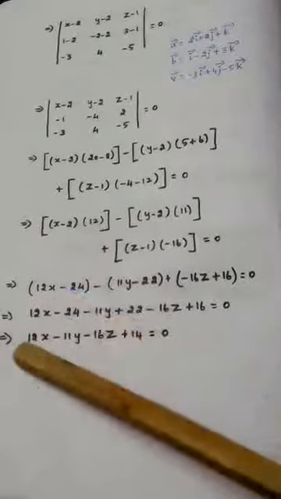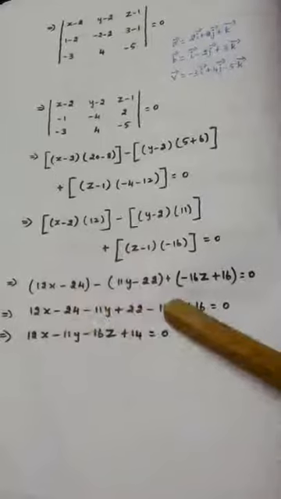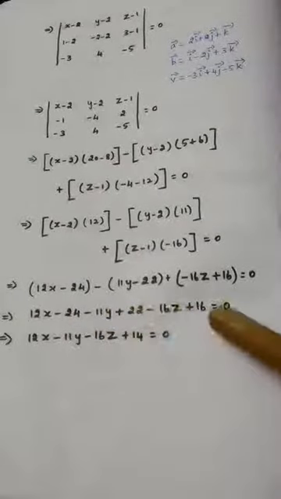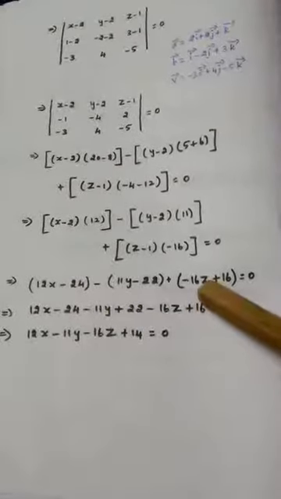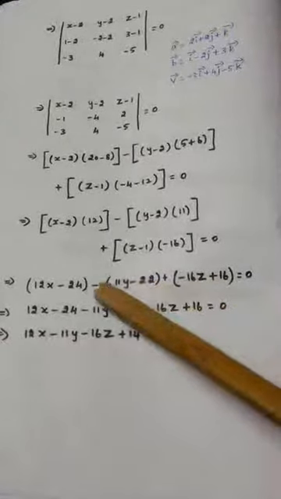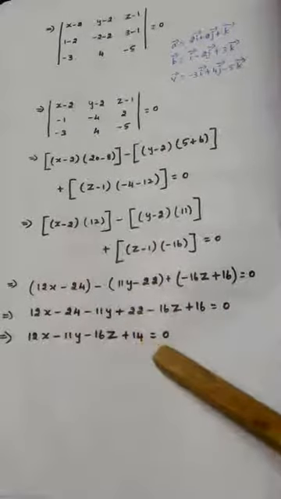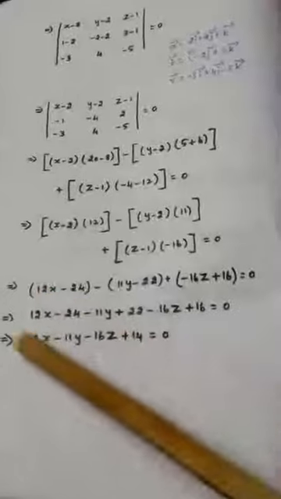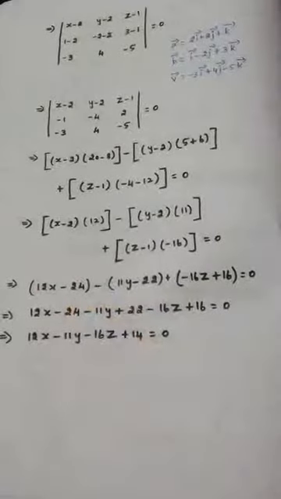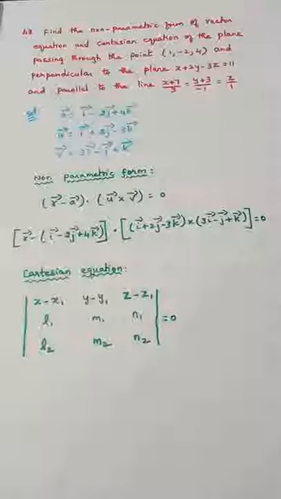Arranging in order. X term first, y term next, z term will come after. Then simplifying the numbers. 22 plus 16, 38. 38 minus 24 plus 14 equal to 0. This is the Cartesian form of the given plane. We will see one more problem.